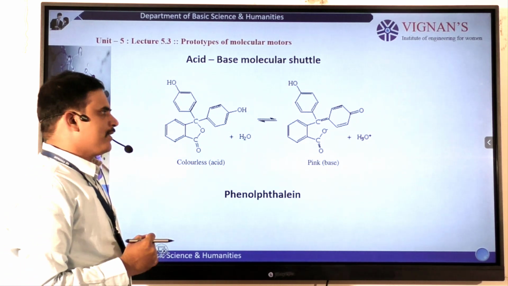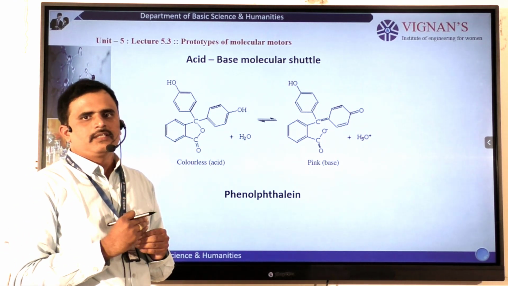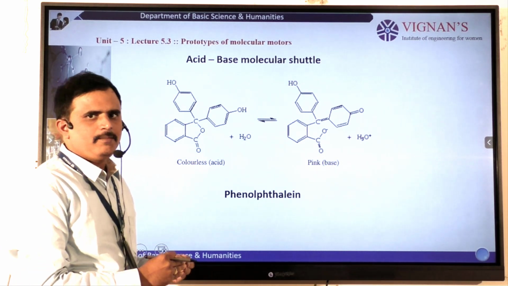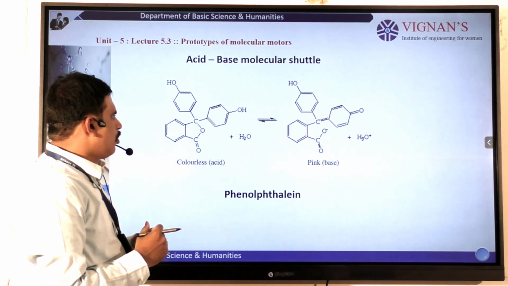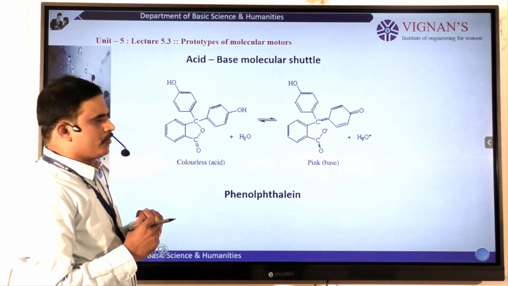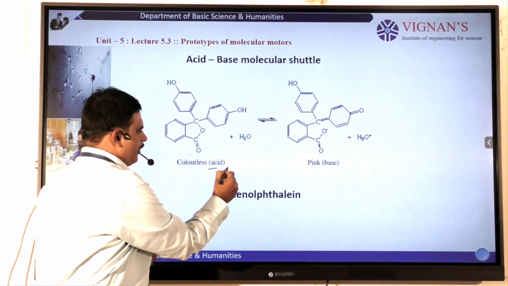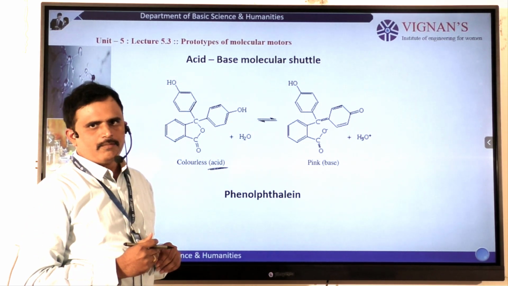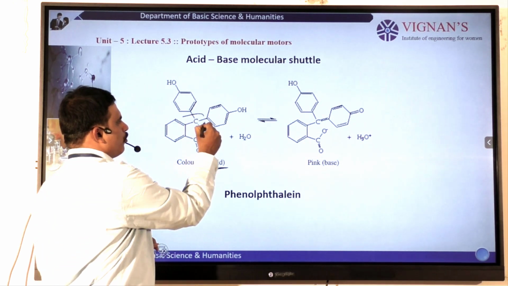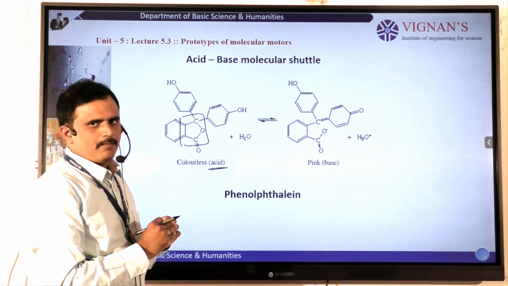Previously I said that phenolphthalein is an indicator which changes color in acidic medium as well as in basic medium. So how does this change happen? Let us see. First we observe the phenolphthalein structure. In acidic medium, it is generally a colorless compound because this ring is closed.